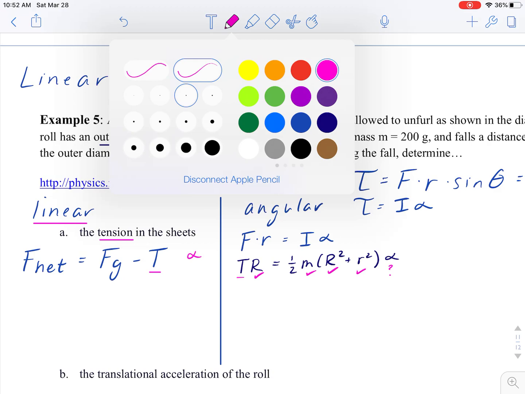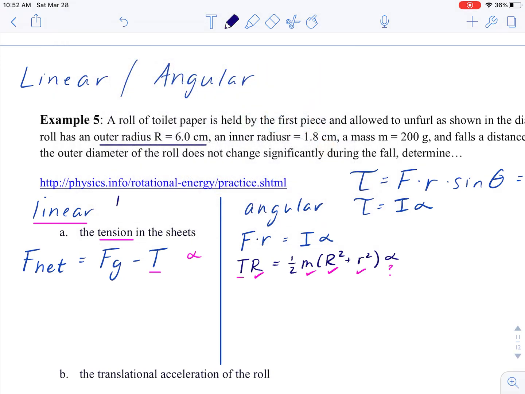So I'm going to have to make some more substitutions. I know that net force is equal to mass times acceleration, so I can make that substitution. And I also know that linear acceleration equals angular acceleration times radius. And that's what I'm going to have to use to find alpha, so I can have two equations and two unknowns.